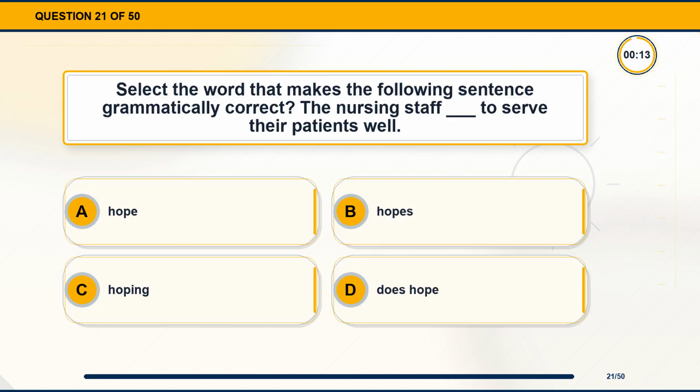Question 21. Select the word that makes the following sentence grammatically correct. The nursing staff blank to serve their patients well. Option A, hope. Option B, hopes. Option C, hoping. Option D, does hope.